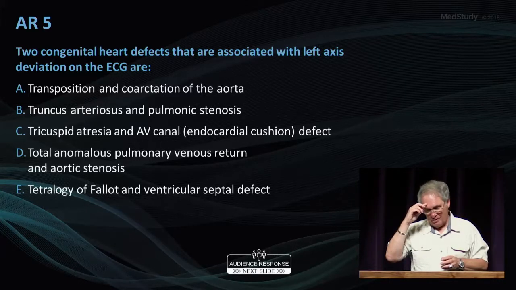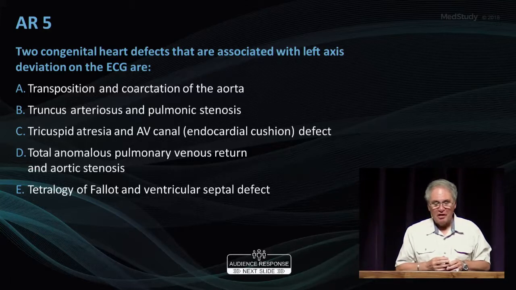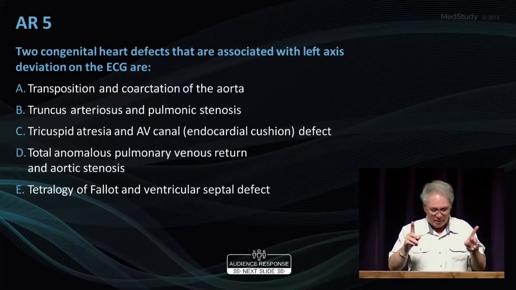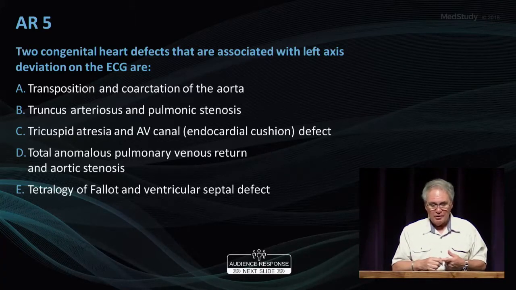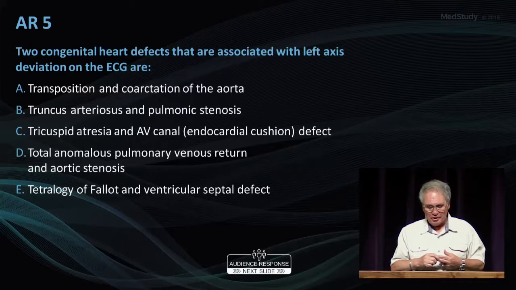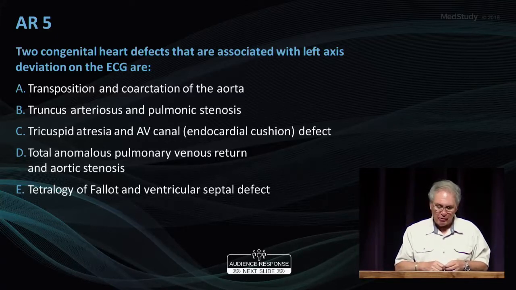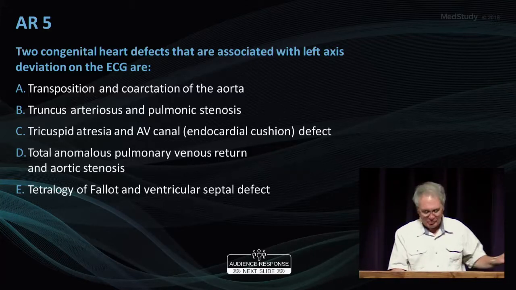Okay. Question 5: two congenital heart defects that are associated with left axis deviation on the ECG. I can see some of you now, you didn't teach us that yet. It's okay, all right? A, transposition and coarctation. B, truncus and pulmonary stenosis. C, tricuspid atresia, AV canal, endocardial cushion defects. D, total anomalous pulmonary venous return, aortic stenosis. E, tetralogy of Fallot and ventricular septal defect.